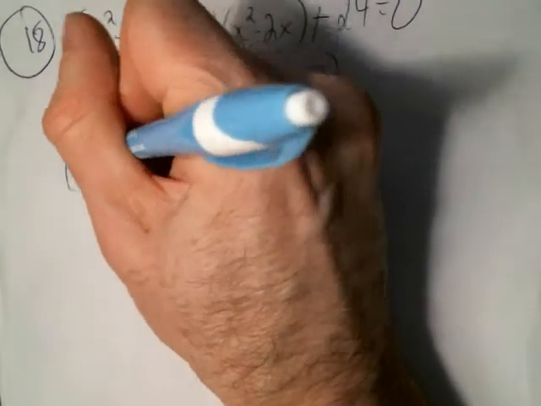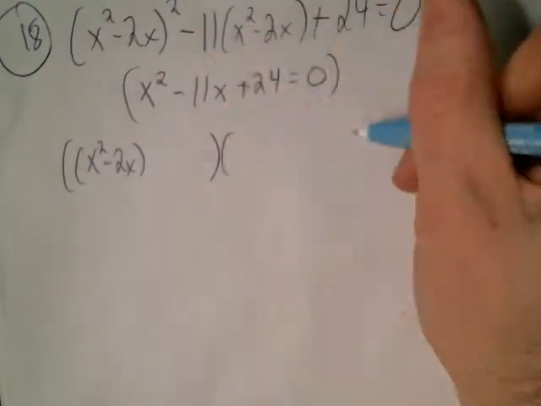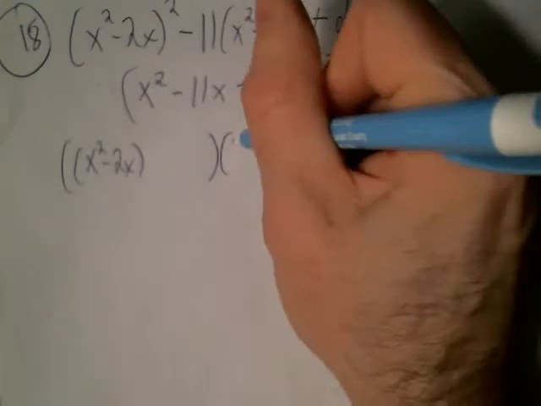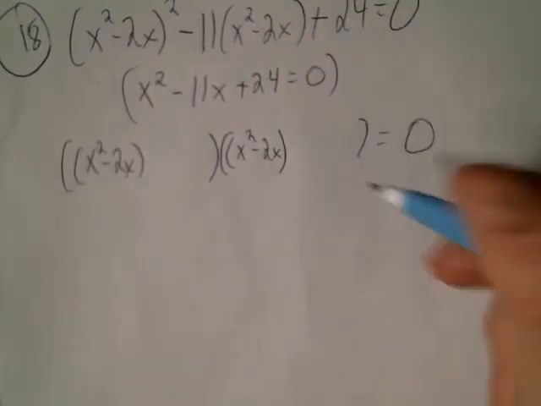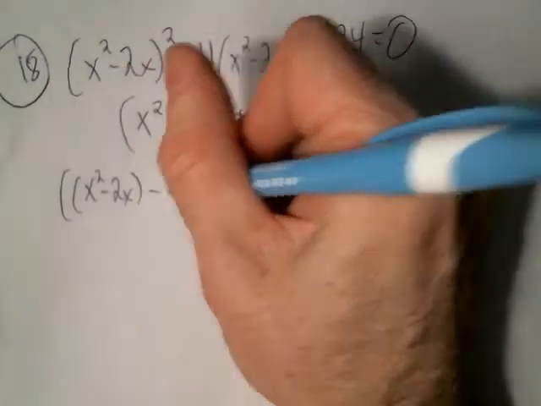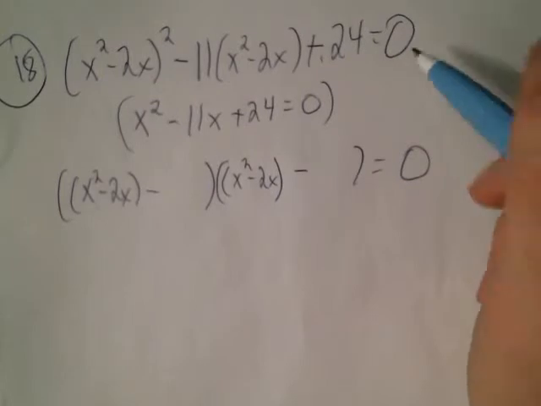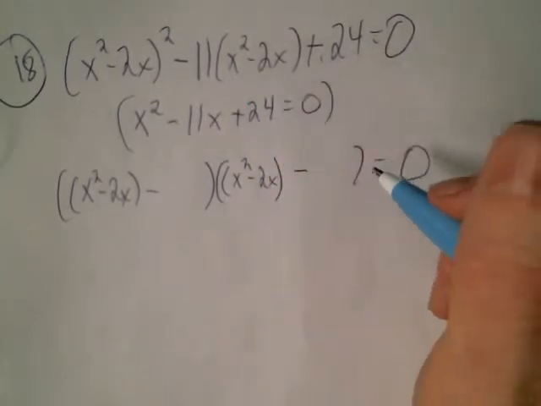So I'm going to take my x squared minus 2x and put that in my parentheses. Then the signs have to be minus, minus, based off of this and this. So what times what is 24, but adds to 11? So we're thinking 8 and 3.